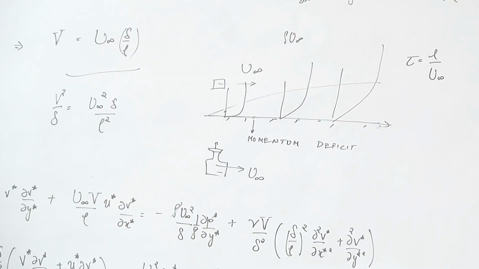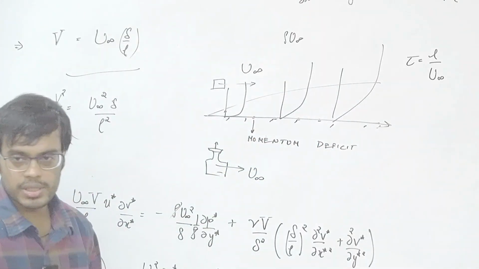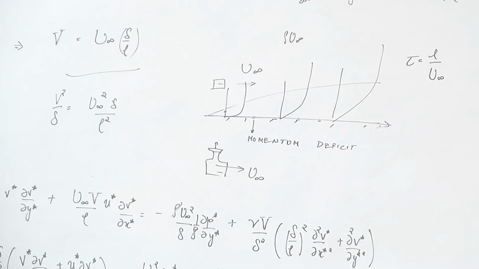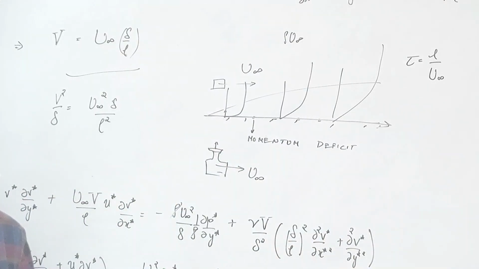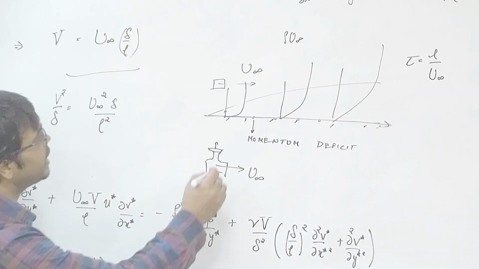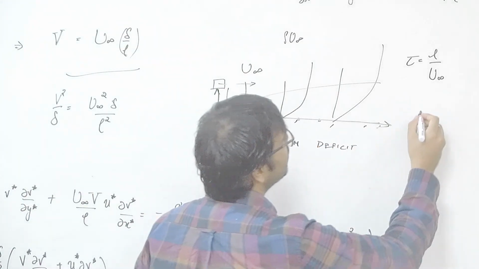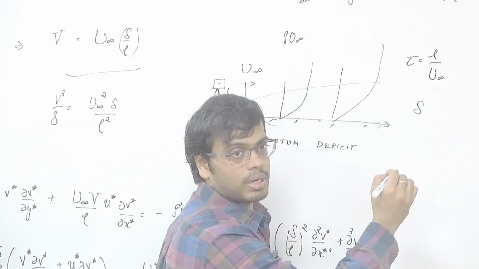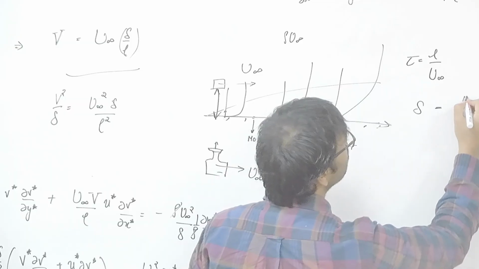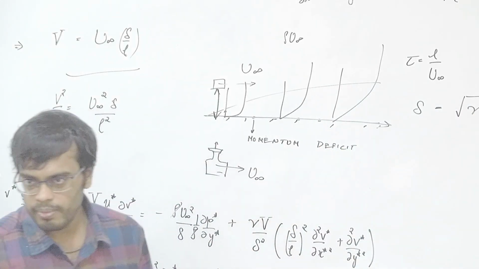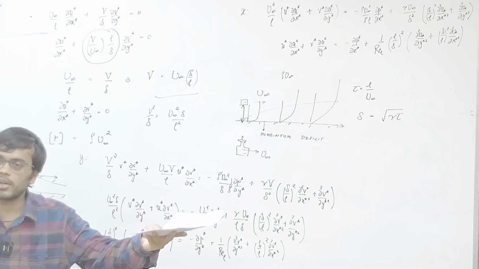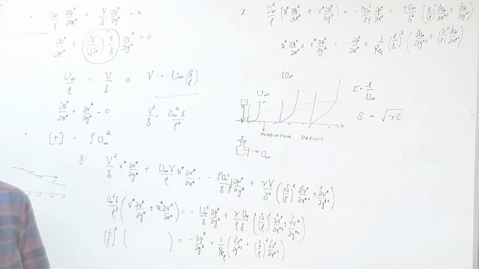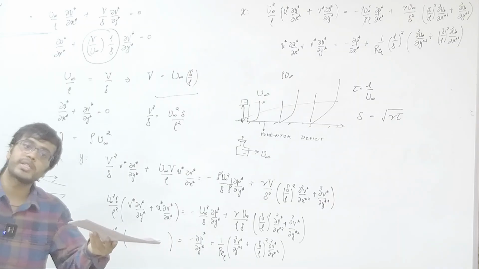Okay. So, in time tau, which is given by L by u infinity, the particle will start feeling the effect of the plate if the particle has a y length delta, which is given by nu times tau. Basically, if the particle is delta away from the plate, then in time tau it will start feeling the effect of the plate.